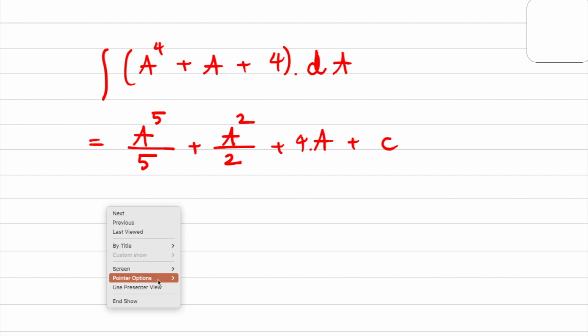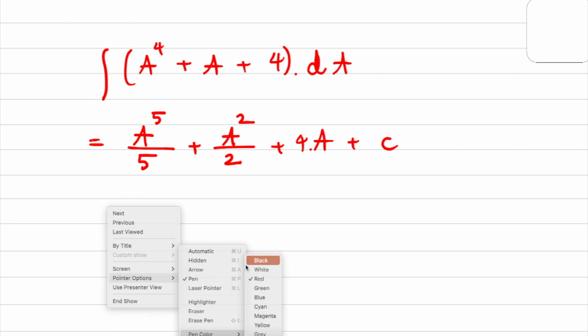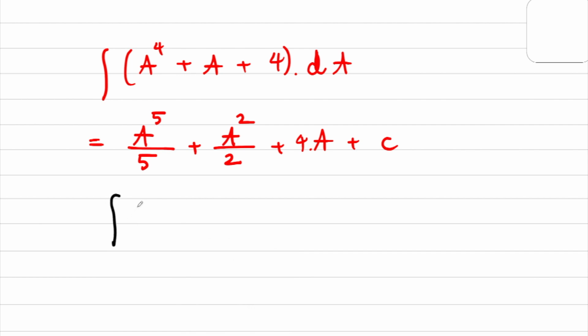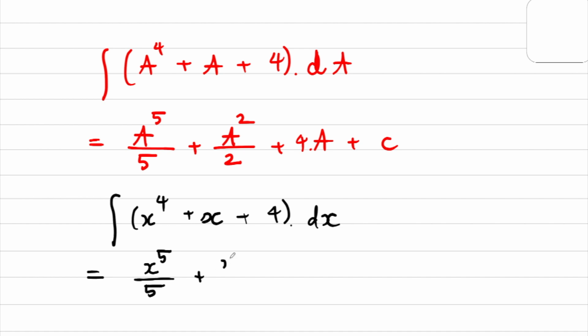This is the same thing as when you work with the integral with the variable x. For example, x to the 4, plus x, plus 4. I think this integral is very basic for you, right? You get x to the 5 divided by 5, x squared divided by 2, and 4x, and after that plus c.